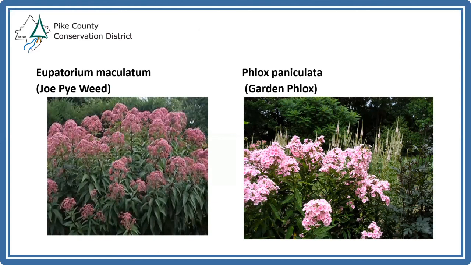On the left would be Joe Pye weed. This can get quite large. There are some varieties now that stay smaller, about 4 foot. It's a great butterfly plant. It's going to be blooming in the next couple of weeks. Butterflies will be all over it.